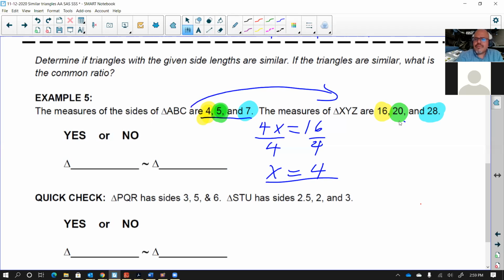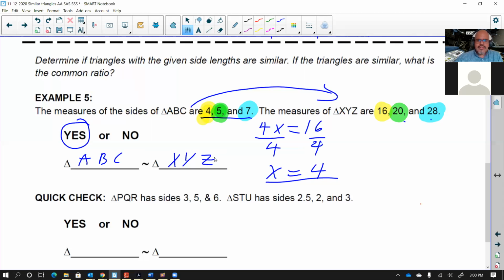5 times 4, does that give me 20? Yeah. And 7 times 4, does that give me 28? Yes. So yes, these 2 are similar objects. So we have triangle ABC and triangle XYZ.